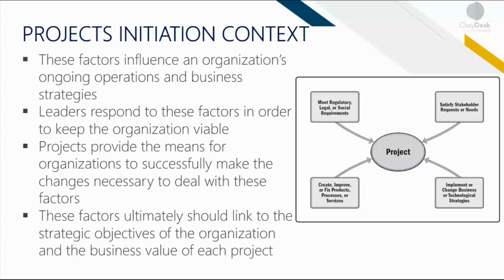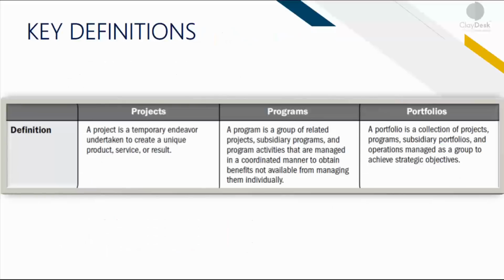First, the legal or social requirements that impact the project or that becomes part of the project. Then you need to create, improve, or fix products, processes, or services as your project goes from one step to the other. Next, implement the change, business, or technological strategies. That also becomes a formidable part of the project. And then, of course, satisfy the upper management, senior management, or the stakeholders, their requests or needs. All of these factors kind of go hand in hand within a particular project. And that's how the project initiation context entails all of these factors.